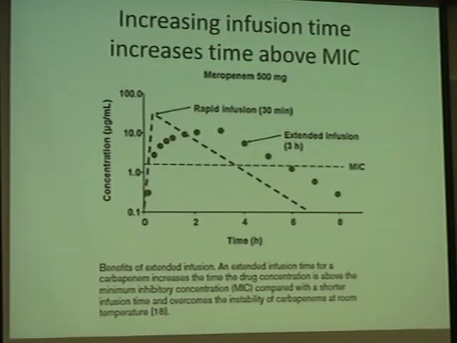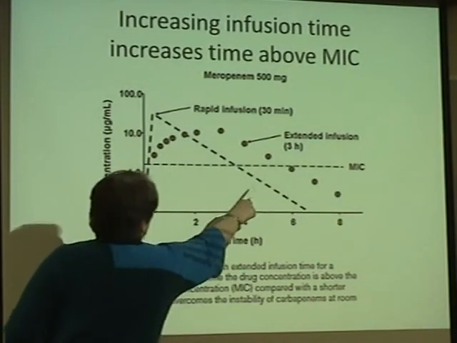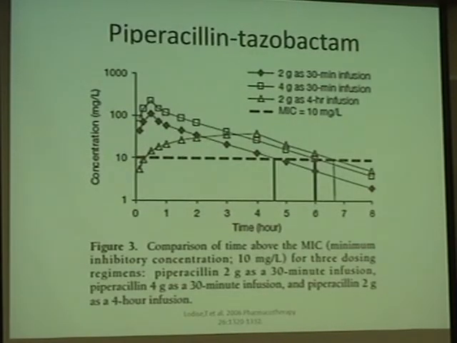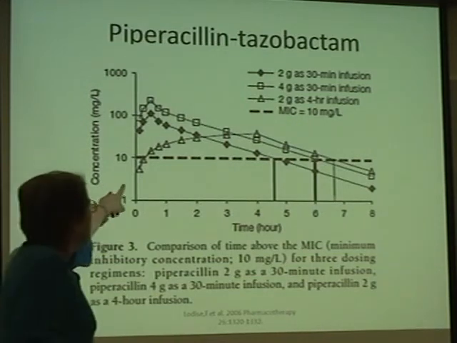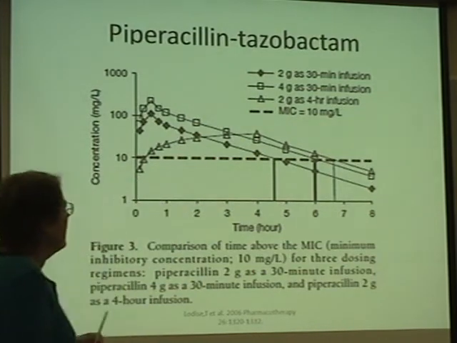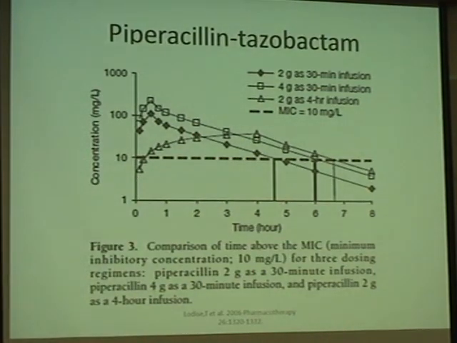However, if we increase the infusion time, we can increase this time above the MIC significantly. And this was done with meropenem. I have a couple different examples of this. This is tazo done the same way. Again, this is 2 grams given as a 4-hour infusion, and we significantly increase the time above the MIC. The other thing we've done by doing this is avoid these high peaks, which could be contributing to our toxicity, such as nausea and vomiting. Okay?